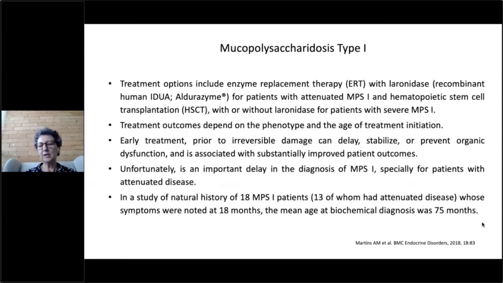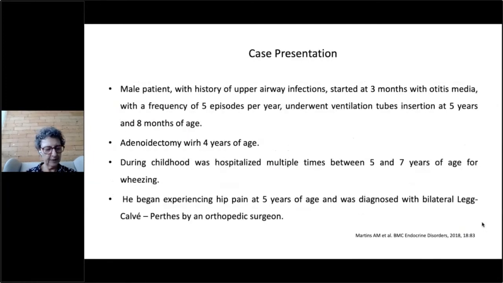The mean age at biochemical diagnosis was 75 months. It's really a big delay. Now we are going to start the case presentation. It's a male patient with history of upper airway infections. It started at 3 months with otitis media, with a frequency of 5 episodes per year.